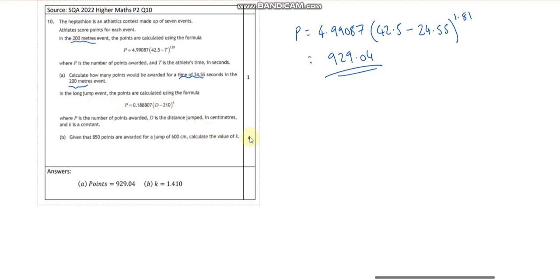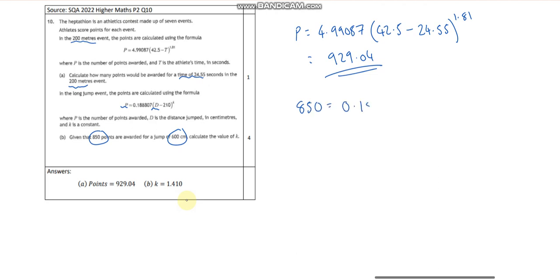Next one. So 4 marks. I should be thinking this is probably going to be the rearrange. Given that 850 points are awarded for the 600-metre jump, calculate the value of K. So yeah, we've got a D and a P. So I've got a distance and I've got points, and I'm going to find K. So my points then for that one, 850, that's going to be equal to 0.